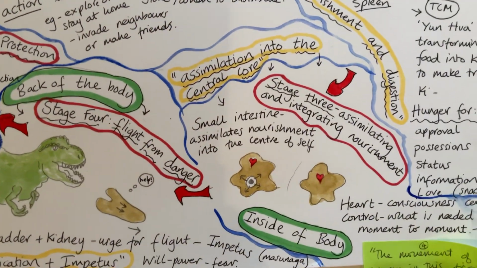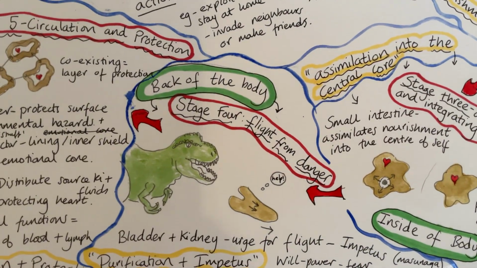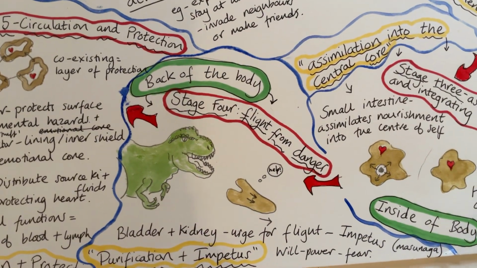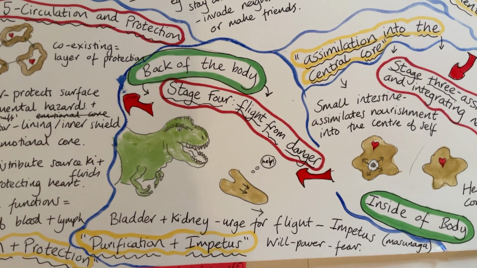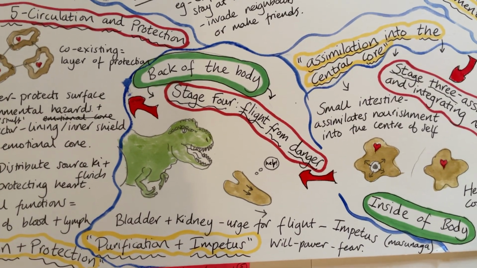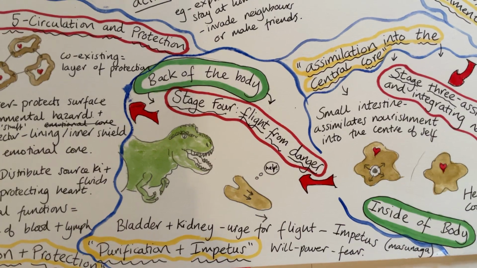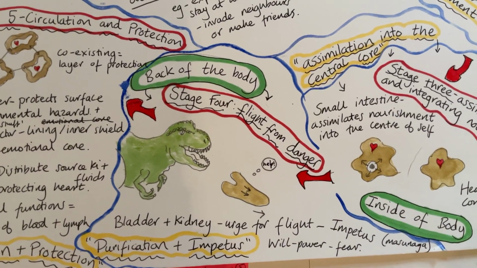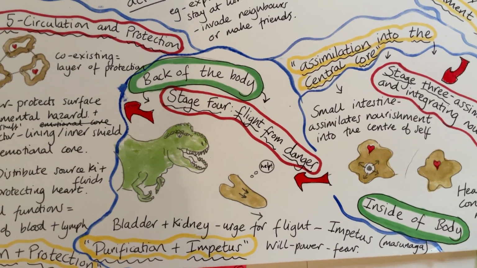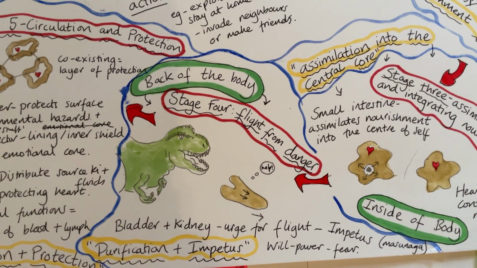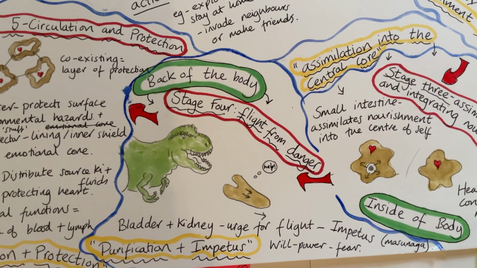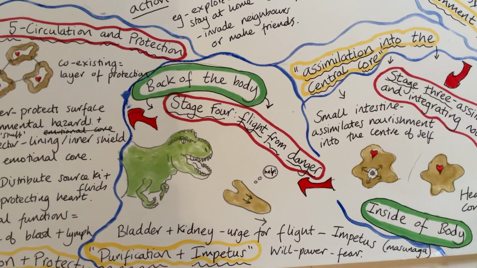Moving on from stage 3 to stage 4, flight from danger. The meridian pair are the bladder and kidney, and these deal with the urge for flight from something dangerous, something that's going to get us, a predator. Masanaga described this as impetus, or willpower, and fear. The catchphrase for this stage is purification and impetus.